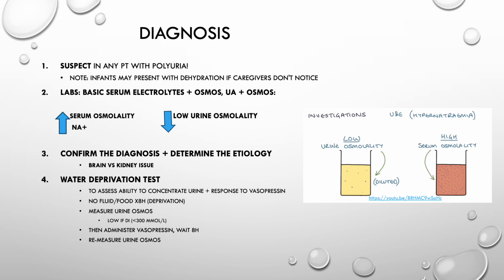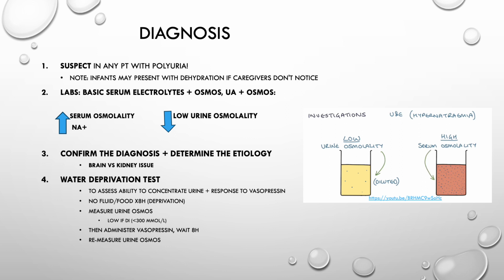In terms of laboratory work, we're going to first send off our basic serum electrolytes and osmolality. We often refer to this as osmos. Then we want to get a UA and measure electrolytes and osmos, okay? So in DI, our serum osmos are going to be high, right? Highly concentrated blood because we have no water in it. Think about it that way, okay? And then the osmolality of our urine is going to be super low because we are dumping free water, right? So it's dilute.